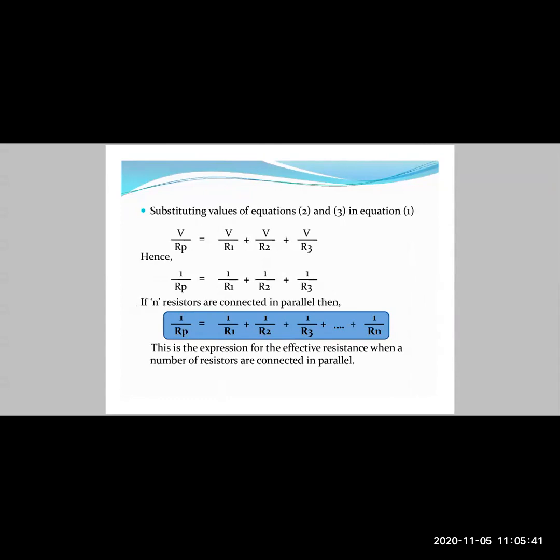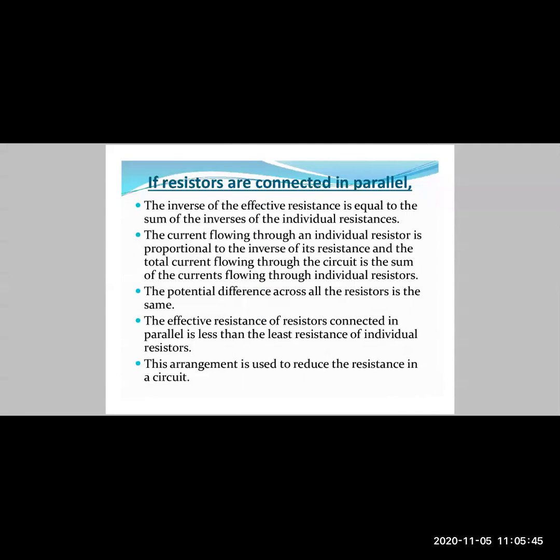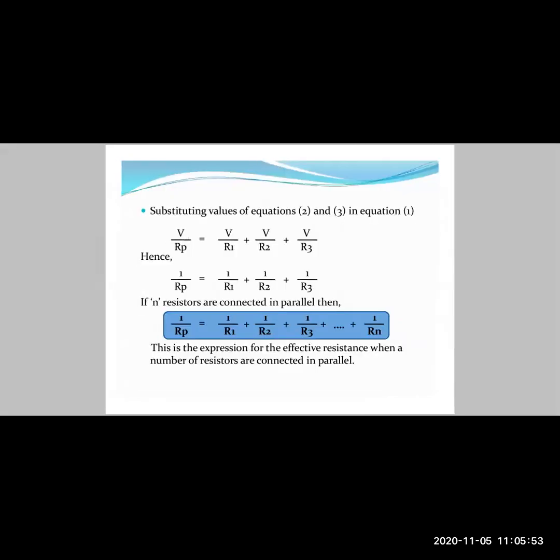What does the point say? The inverse of effective resistance is equal to the sum of the inverses. This means we have to add up the inverse resistances of all the individual resistors. So you can see the inverse of the effective resistance, that is 1 by Rp, is equal to the addition of the inverses of all the individual resistors, that is 1 by R1, 1 by R2, 1 by R3, 1 by R4, all the way up to 1 by Rn. So you have to add up all their inverse values.